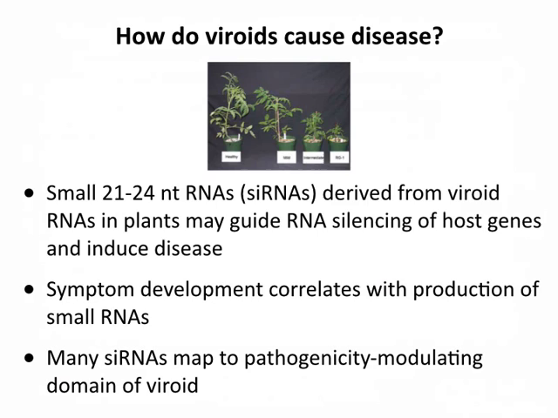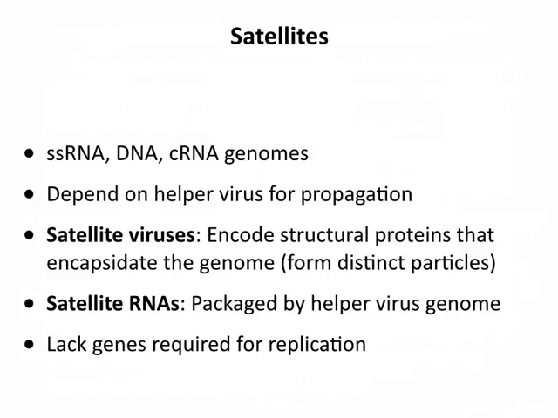Okay, so that's viroids. That's really interesting biology there. They're agriculturally important, so people continue to work on them. And they don't encode any protein, so it's really amazing. They're parasites of transcription. They can replicate and persist in nature without encoding proteins. The next agents I want to talk about are called satellites. And these are slightly different. They can be single-stranded RNA, they can be DNA, or they can be circular RNA. So it's a variety of different configurations.